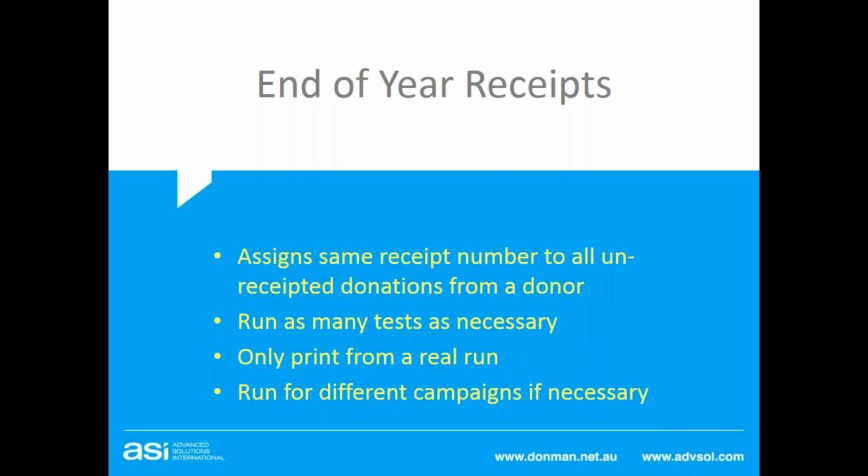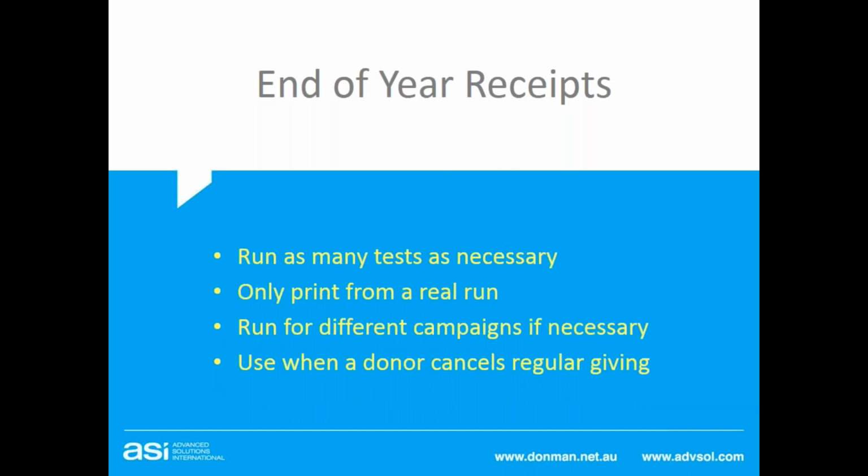If you've got different regular giving campaigns, you may wish to have different letters. So that text that comes after the salutation, you could run that for one campaign and put certain text there and produce the receipts. And then you could do the same thing for a different campaign or campaigns with slightly different letters. So if you do need to have slight differences between them, when you run this program, you would just simply choose which particular campaigns you want to run it for each time.